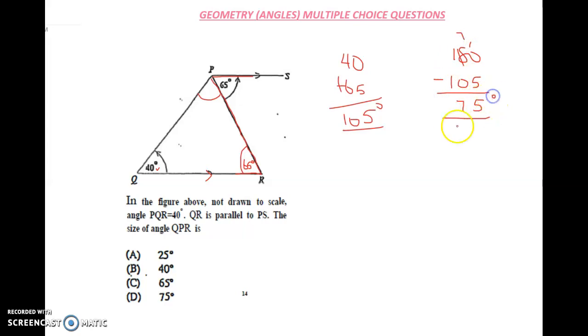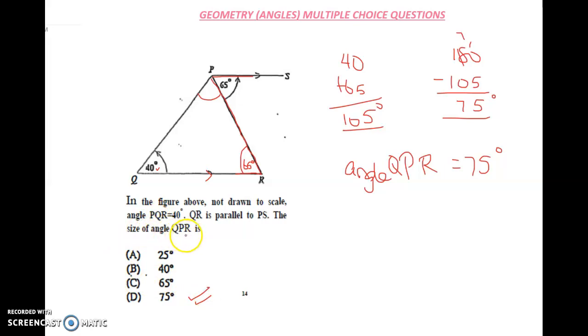And that's 75 degrees. So angle QPR is equal to 75 degrees, right? So just one thing to note, my answer is D, right? One thing to note, they said the size of angle QPR.